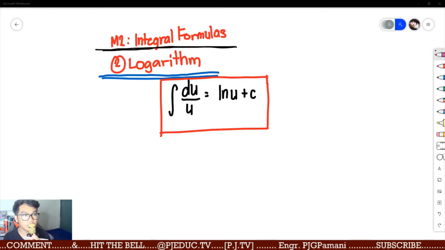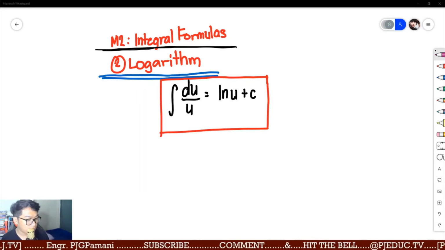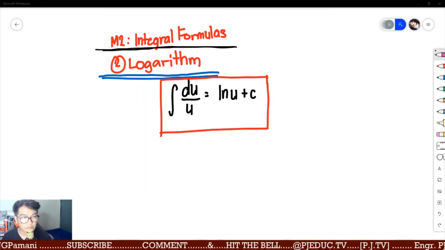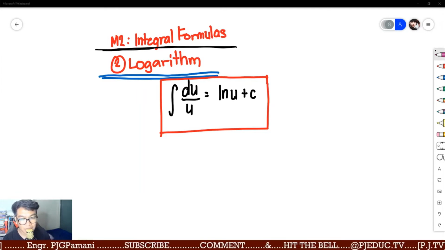So while waiting for the others, this is again Module 2 Integral Formulas. The second formula for us to introduce is logarithm. Next after that is our exponential. What are those terms that we have here? Basically, logarithm is the integral of the differentiated function over the function, which is equal to the antiderivative ln u plus the integration constant.